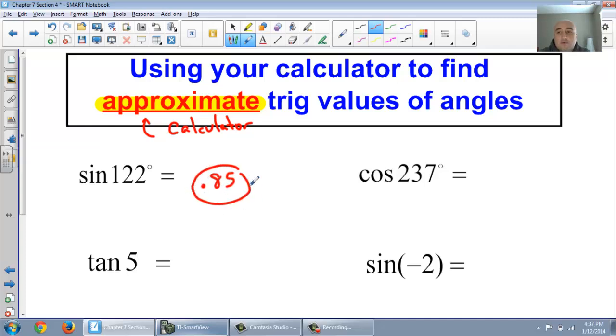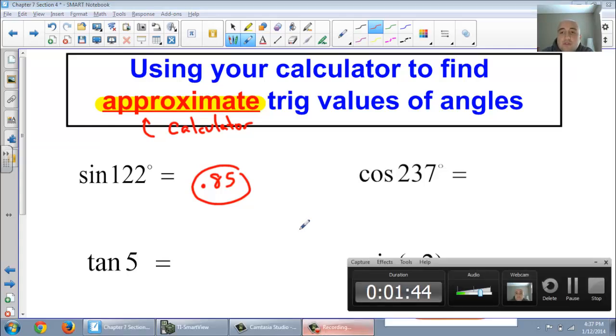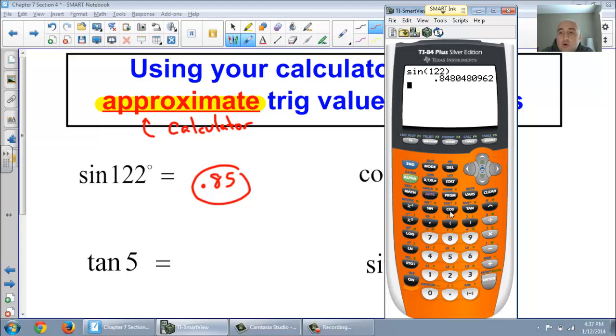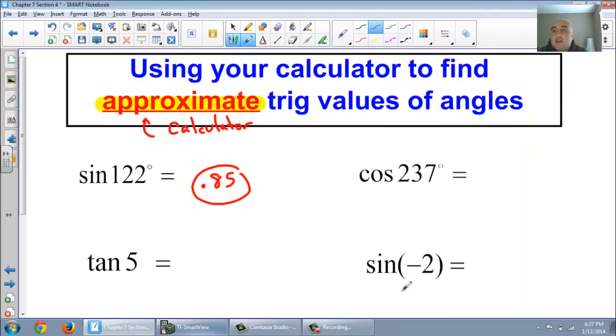Next one, same thing. We're in degrees. We're doing cosine of 237 degrees, which is negative 0.54.